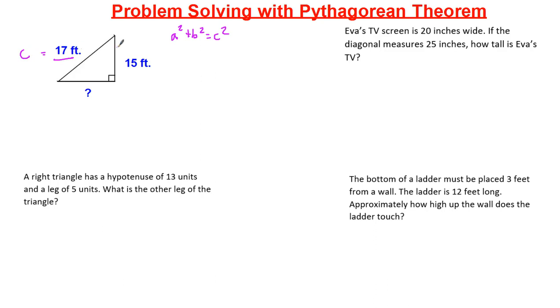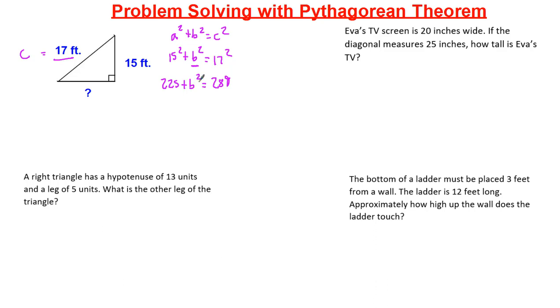It's always important to note that first. So we have 15 squared plus B squared. We don't know what B squared is, so we have to keep it as B. But we do know that C is 17. So we got 225 plus something squared is equal to 17 multiplied by 17, which is 289.